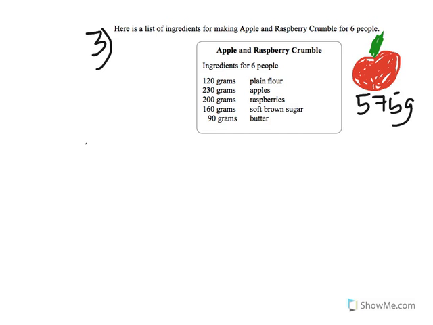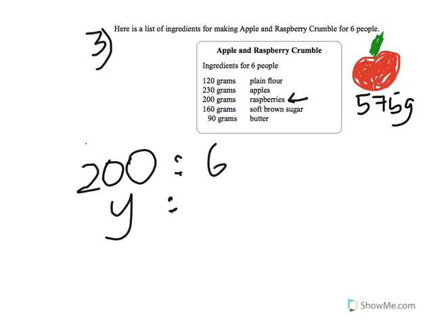Now, the same thing will apply to raspberries. So, in this case, we need 200 grams of raspberries for 6 people. So, Y amount of raspberries, we'll say the amount of raspberries needed for 15 people is Y. Y amount of raspberries for 15 people. Now again, you do the same thing.